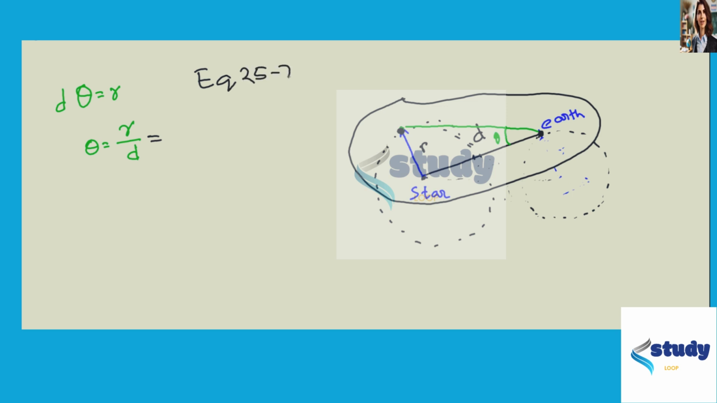25.7, we find the expression for angular resolution, which is 1.22 times lambda, the wavelength, divided by the diameter of the telescope. So that's the unknown that we need to solve. If we write D in terms of the other terms like r and d, we get 1.22 times lambda times d divided by r. So we know all the values.